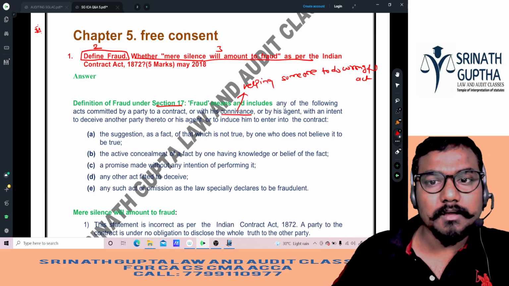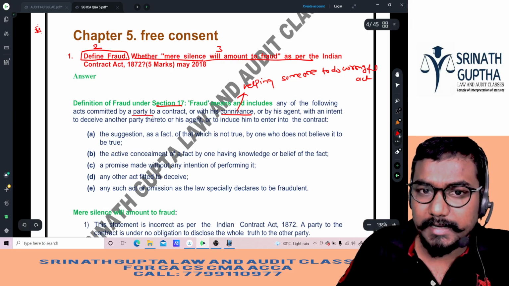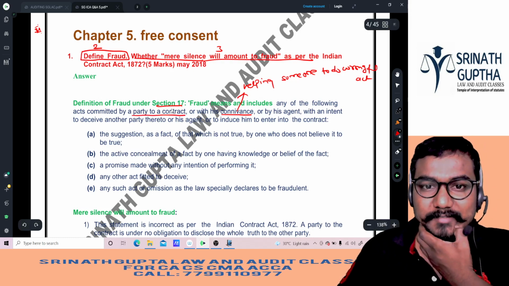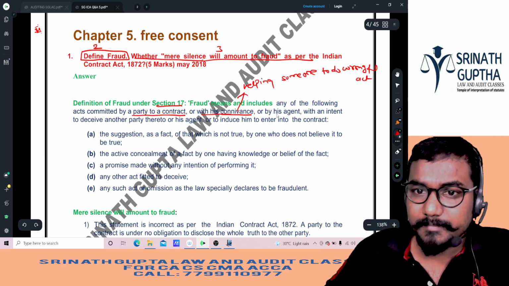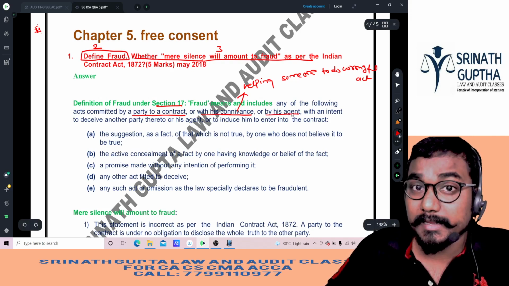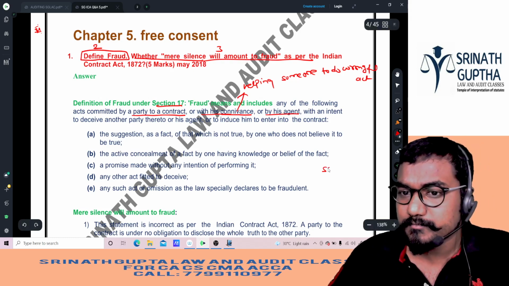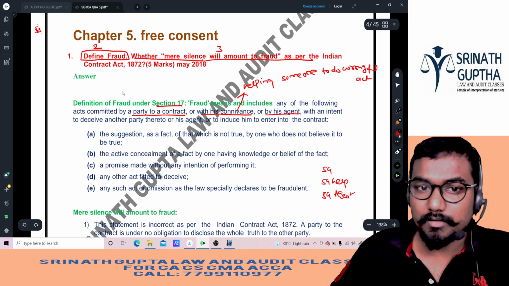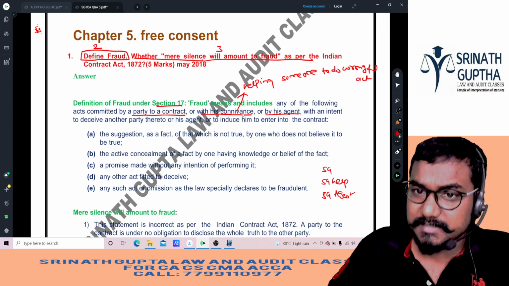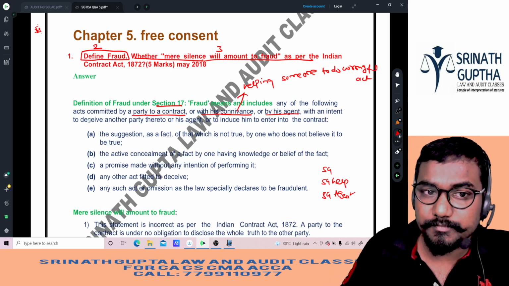So, any activity committed by a party to contract, that means I am doing the wrongful activity, or with his connivance, I am helping someone to do wrongful activity, or by his agent, my agent is doing wrongful activity. Who may do the wrongful activity? The seller, or the seller's help, or the seller's agent. So by a party to contract or with his connivance or by his agent, with an intention to deceive.